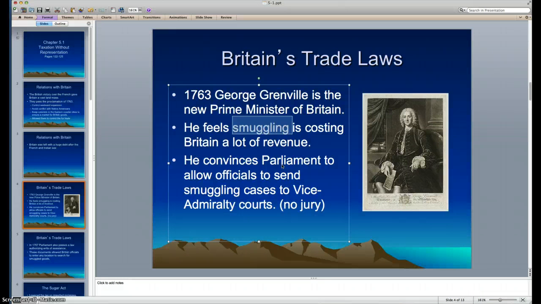He doesn't realize that it's spending money on colonies that aren't generating revenue. It's fighting wars across the world. He feels like it's smuggling that's really costing them the most money. So he starts trying to figure out ways to curb or stop smuggling.